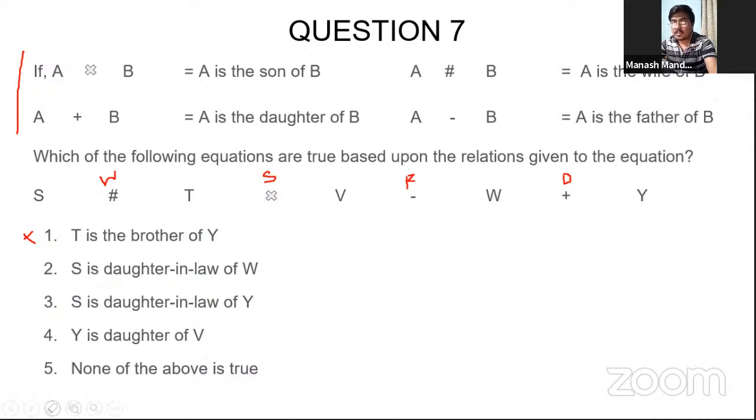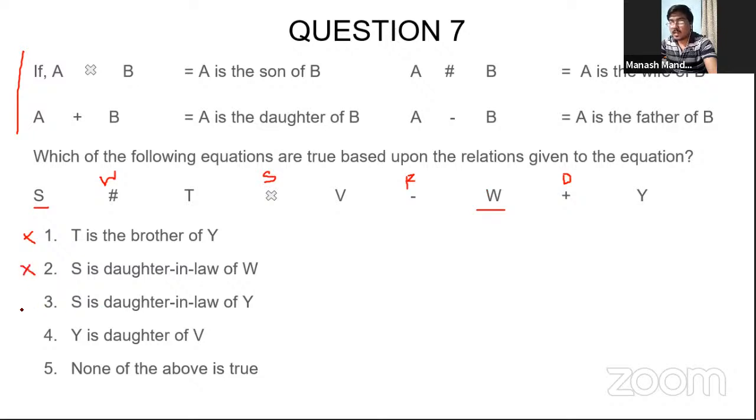The second one is S is the daughter-in-law of W. So this is S, this is W. Let us find the relationship between them. S is the wife of T. So this is the son. To be the daughter-in-law of W, this T has to be the son of W. Let us see if T is the son of W. T is the son of V and V is the father of this. So no, T is not the son of W, and therefore this won't be the answer.